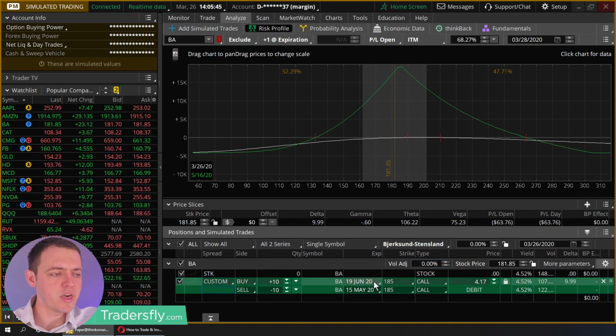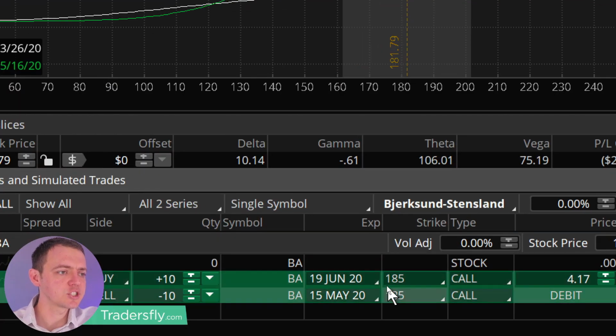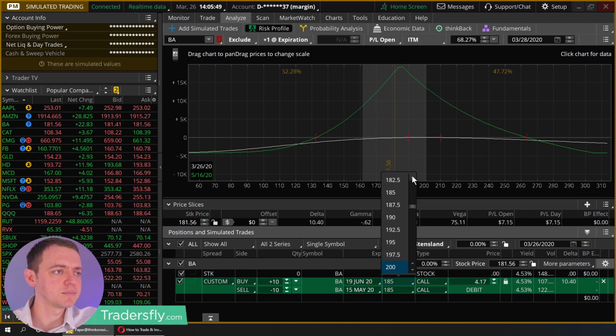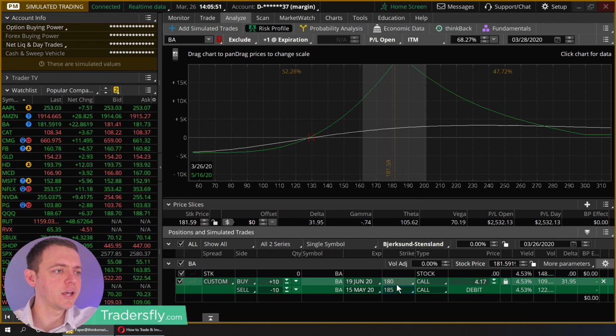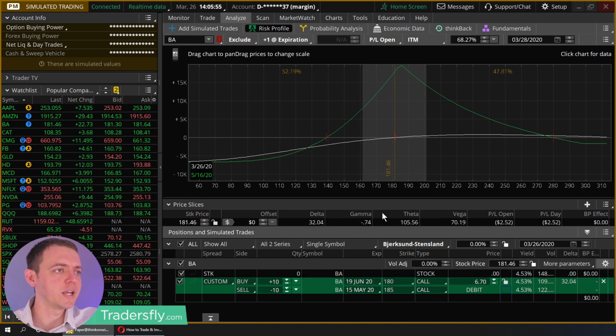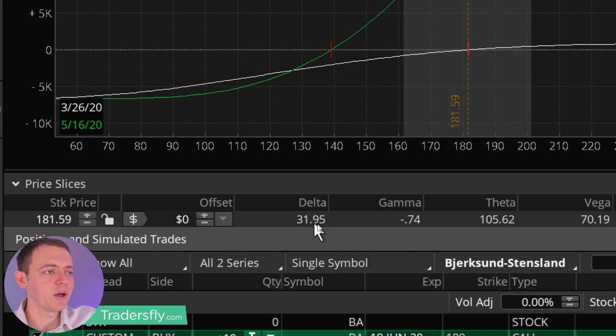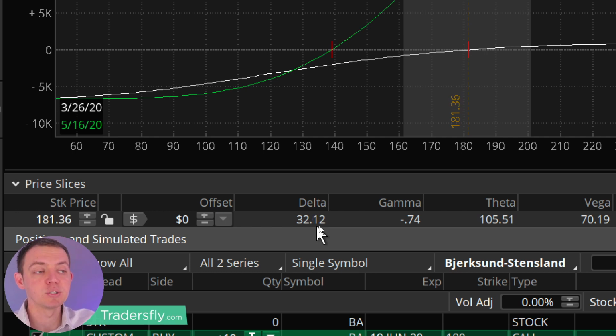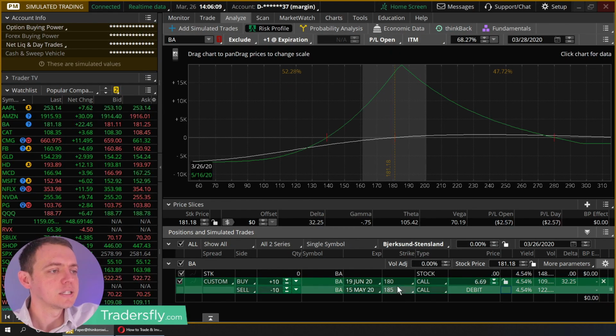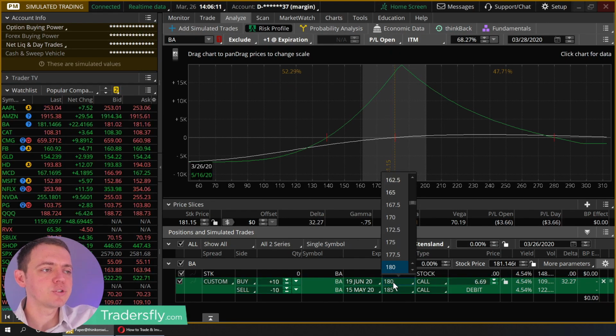And the way that we do that is we take these strike prices and we start rotating them. So I'll just show you that if I go ahead and change one of the 185s, the one that we're protecting, to a 180, you can see I've transformed my delta to about 32. What does that mean? That means for every $1 point the stock goes up, I make $32. If it goes down $1, I lose $32 because I have a positive delta.